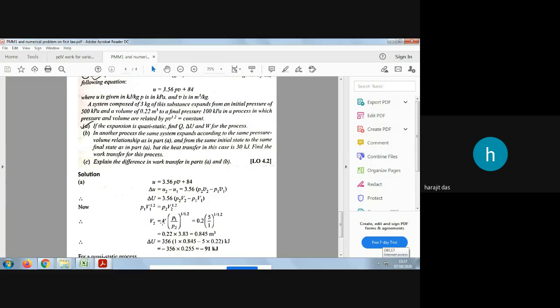So V is given, means V1 is given. This is V1, not V. P1 is given as 5. P2 is given as 1. Okay. So (5 by 1) to the power 1 by 1.2.